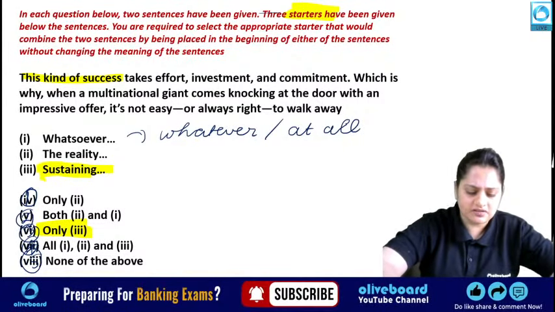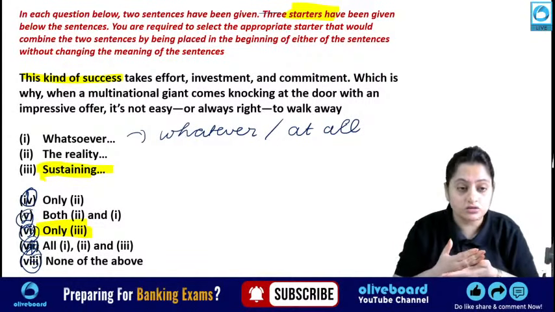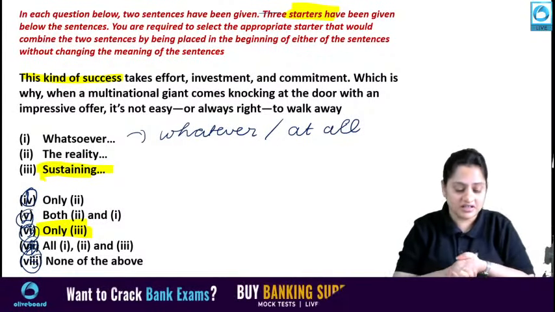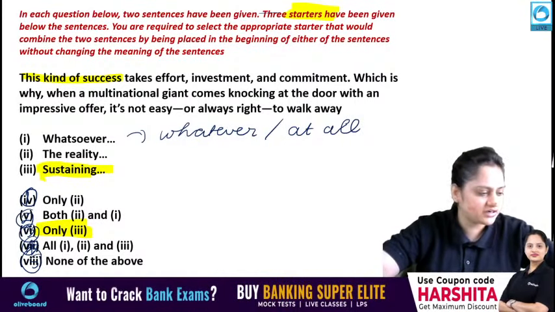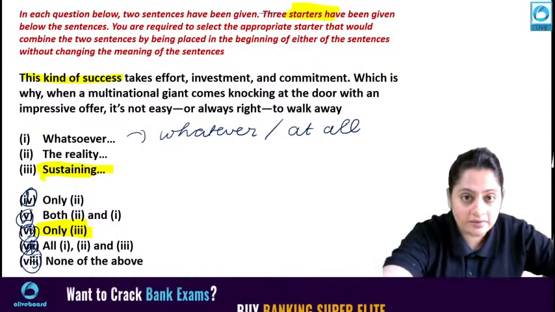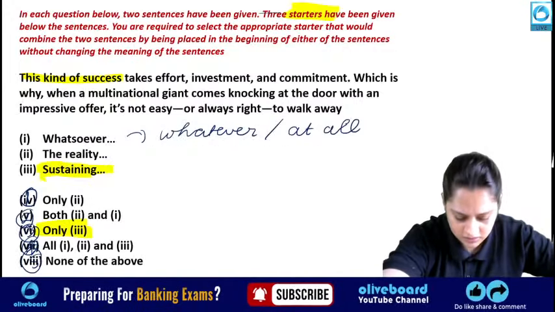But here we are not giving that meaning. We are just talking about how sustaining, to maintain this kind of success, takes effort. It is all meaning related here, totally context meaning related, and you will be able to mark it. So I am happy some of you were able to give the correct answer. It's only three. Okay, only three.